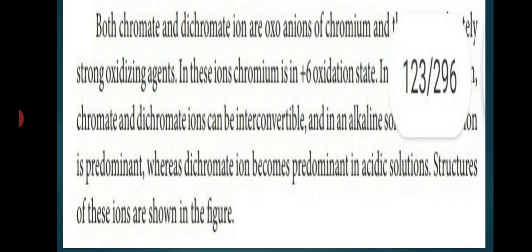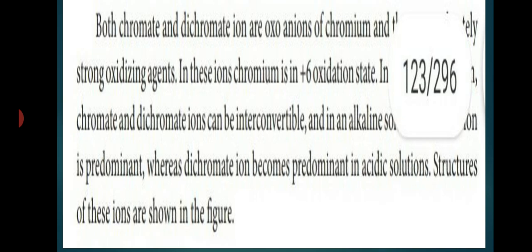So both chromate and dichromate ions are oxo anions of chromium, and they are extensively used as strong oxidizing agents. In these reagents, the oxidation state of chromium is +6. And chromate and dichromate ions are interconvertible. For example, chromate is converted into dichromate or dichromate is converted into chromate.